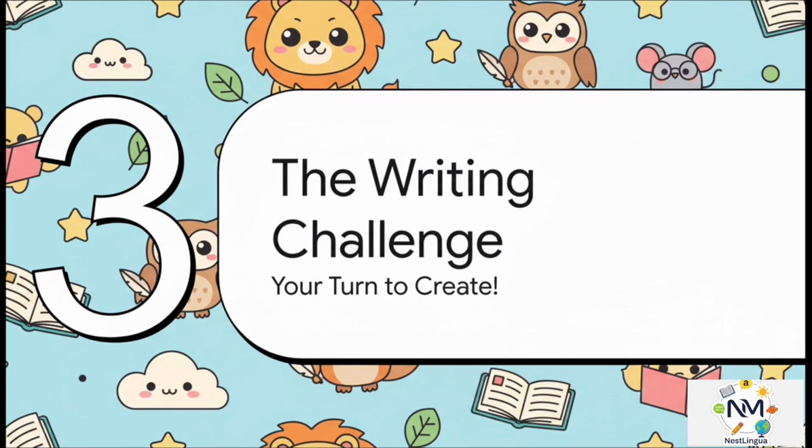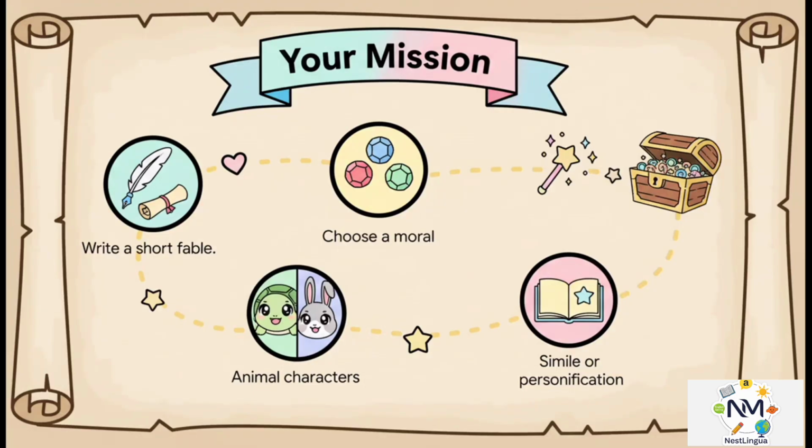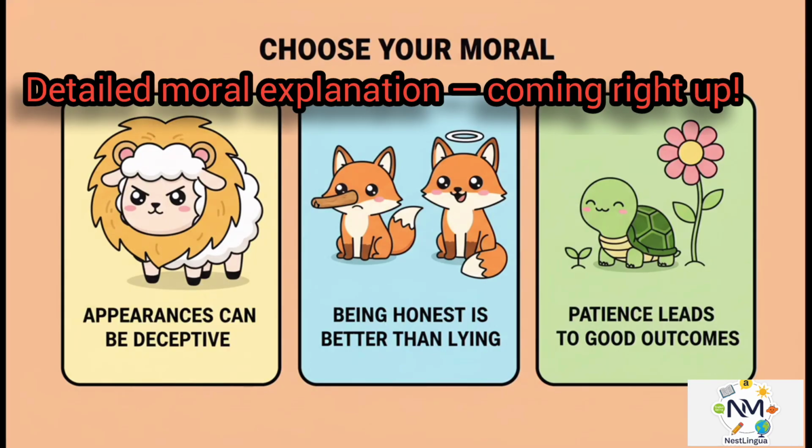Now it's time for the writing challenge. It's your turn to create. So here's your mission. I want you to write a short fable, maybe around 200 words. You're going to choose one of the morals we'll give you, use animal characters with those contrasting traits we talked about, throw in at least 1 simile or personification, and of course, end your story by stating the moral loud and clear. So before you even start writing, you've got to pick the heart of your story, the moral.